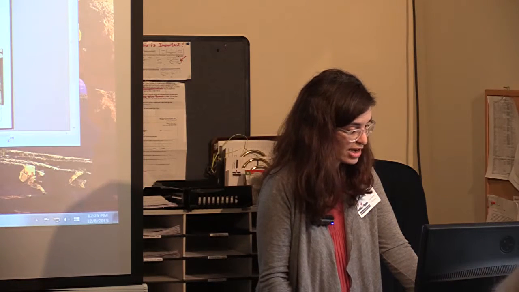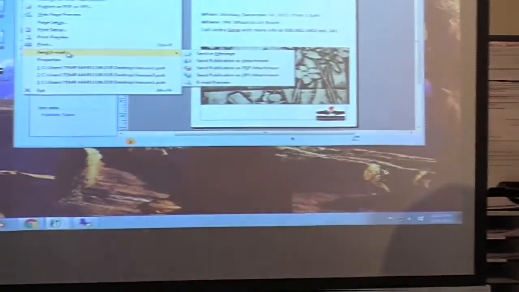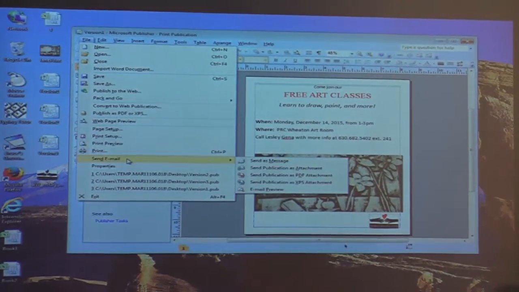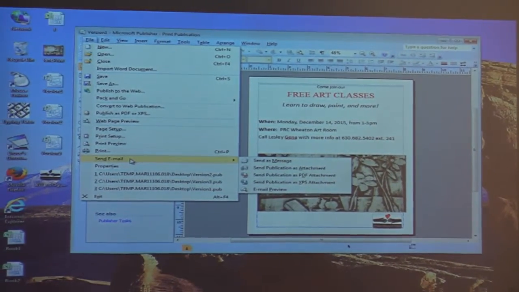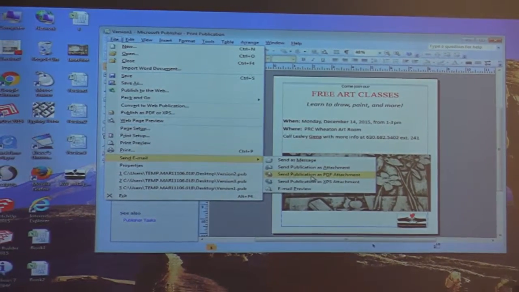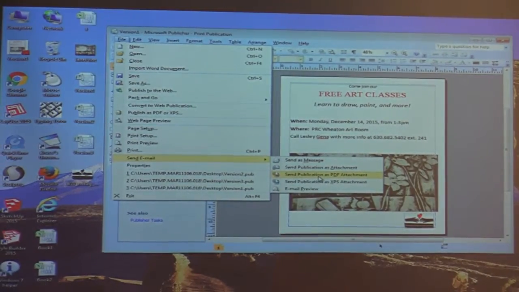You can also just straight email it. If you go to File, Send Email, it'll give you a couple options. You can send as message, which will, I think, keep it as a publisher file, or send publication as PDF attachment. So let's say you were just emailing it to someone right off the bat, you can just send it as a PDF attachment.